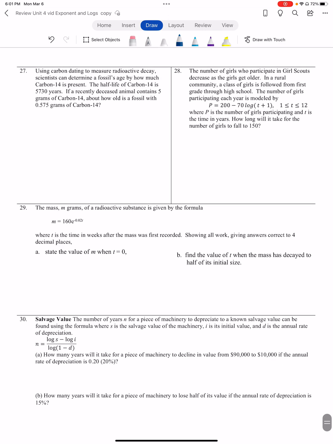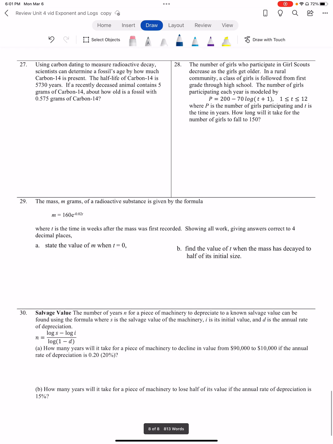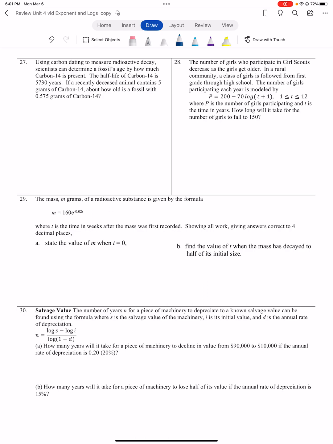Number 27, using carbon dating to measure radioactive decay. Scientists can determine a fossil's age by how much carbon-14 is present. The half-life of carbon-14 is 5730. A recently deceased animal has 5 grams of carbon. How old is the fossil with 0.575 grams of the same animal?